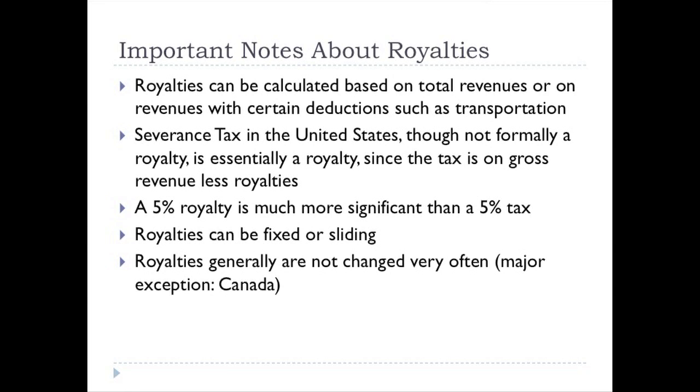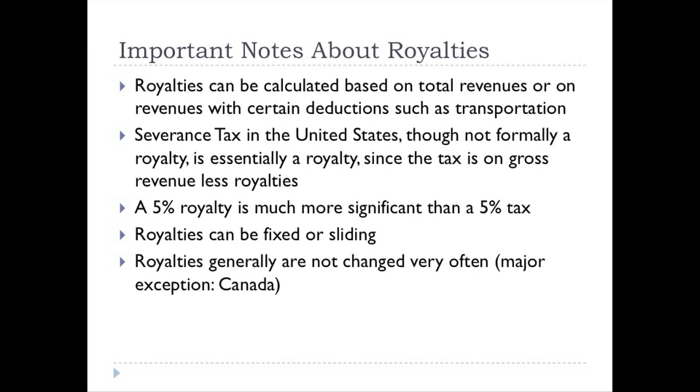Royalties from the government, sometimes they're calculated on total revenue, sometimes they give you a transportation deduction. Very little of that actually matters. The fact of the matter is it pretty much comes right off the top. A 5% royalty is much more significant than a 5% tax. We're going to illustrate this effect later.